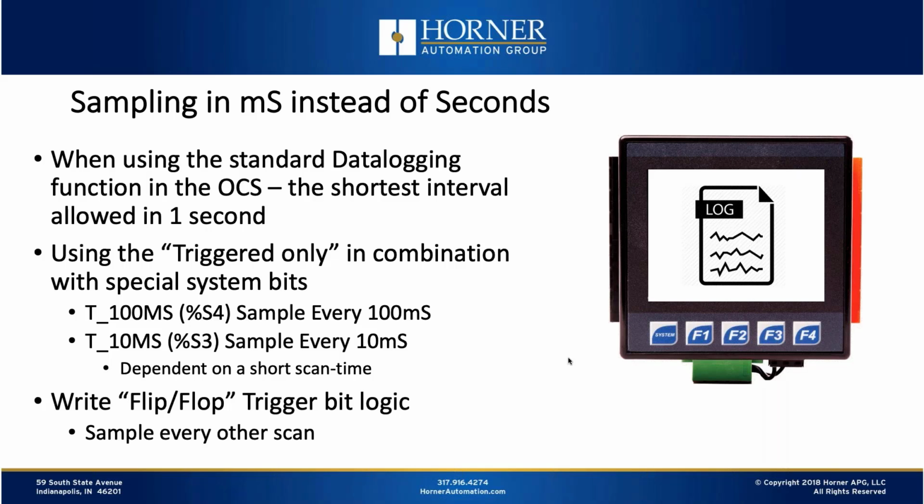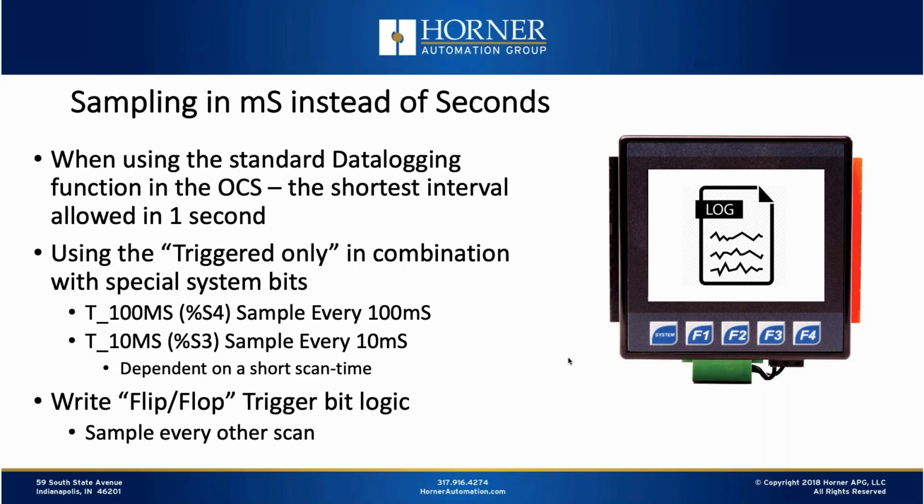Now let's start talking about how we can start sampling in terms of milliseconds instead of seconds. And again, for review, when you're using the standard data logging function, the shortest interval you can specify is 1 second. However, as I intimated a minute ago, we can be creative and utilize the triggered only approach in combination with some ladder code or in combination with some special system bits. Now, the OCS comes built in with a couple system bits that are of interest, one of which is T100 milliseconds or %S4. That's a bit that is turning on and off every 100 milliseconds.